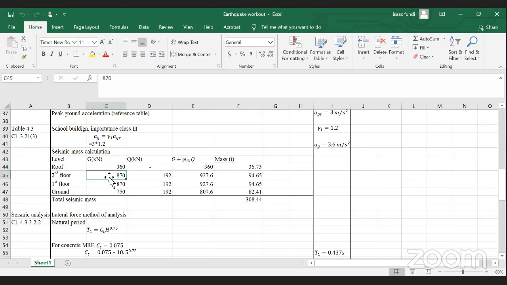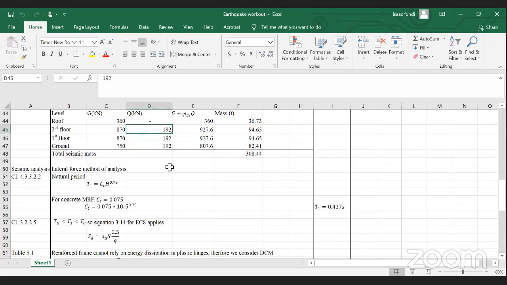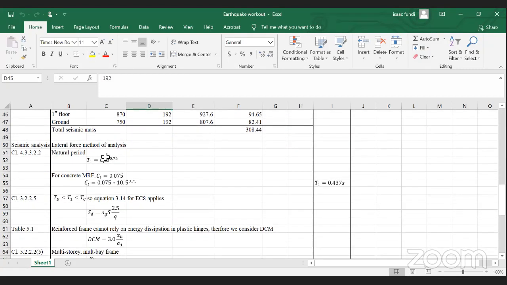In the second floor, the dead load value is 870. The live load was 192. Getting the combination gives us 94.65. Similarly, we get a total seismic mass of 308.44 tons. Then finally, we'll be able to do the seismic analysis, because before we do design, we have to do analysis of it.